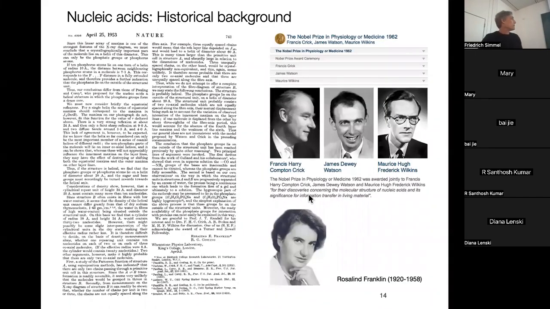And now the tragic thing about this, of course, is that the Nobel Prize was then awarded to these three people, and Rosalind Franklin already was dead at that time because it was awarded in 1962, and she died from cancer in 1958. So that is a famous and tragic story.